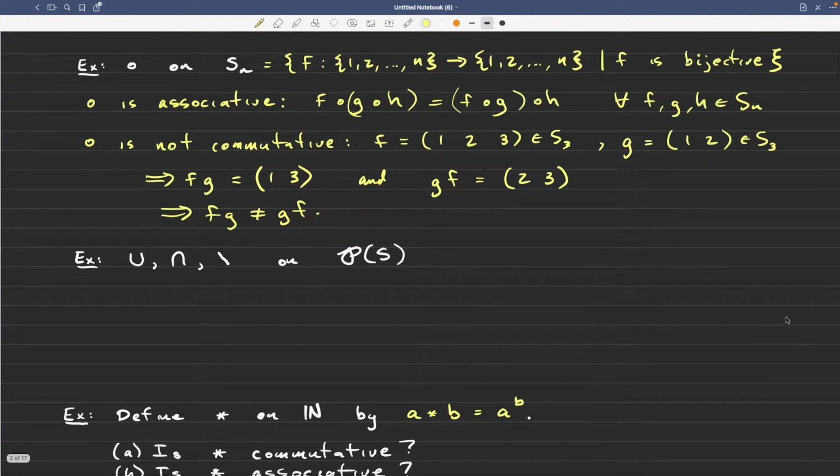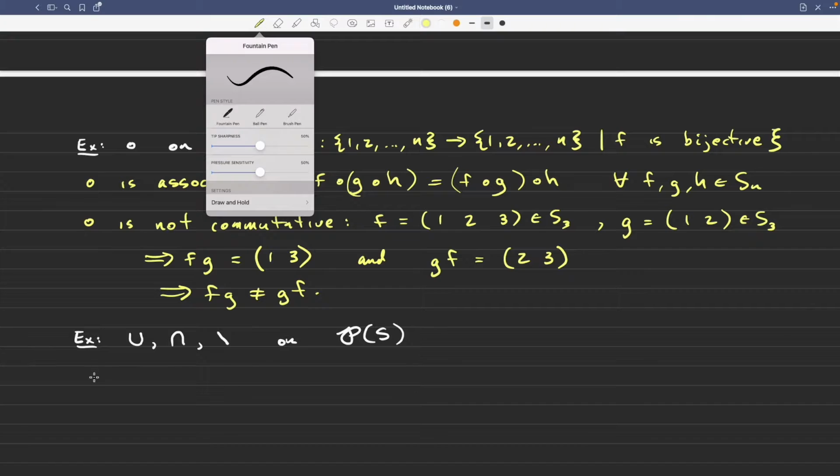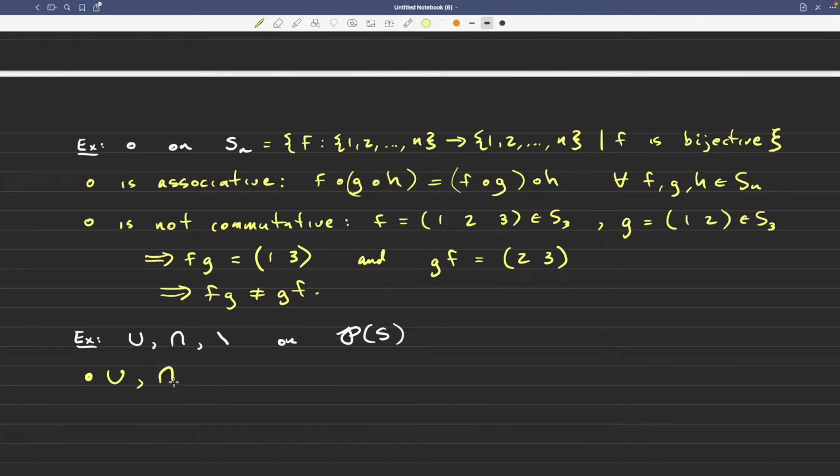One more sort of basic example. We'll look at union, intersection, and set difference on the power set of S. So we know from a previous theorem that these are binary operations on the power set. Now we know union and intersection are commutative and associative. These are just basic set properties that, in fact, we had a list of basic set properties in the form of some proposition or theorem back in the chapter on sets.